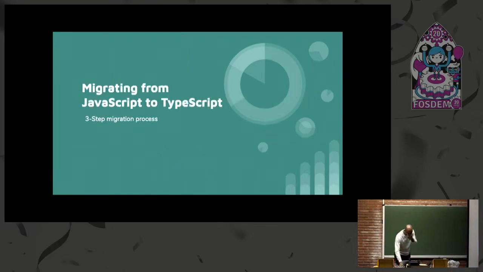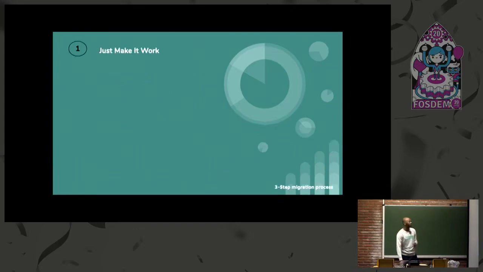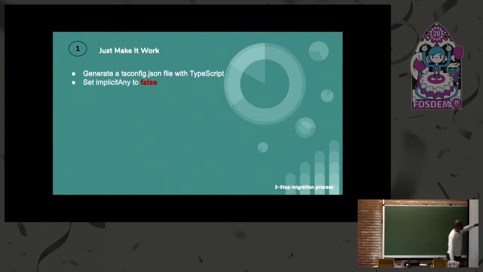So the next question will be, if you have a huge JavaScript project, how can you go from JavaScript to TypeScript? There are 3 steps. The first one is super easy: just make it work. You know what I mean here? You generate a tsconfig file, which is a TypeScript configuration. And then you add noImplicitAny, which is just a property in your tsconfig. You just put it at false.